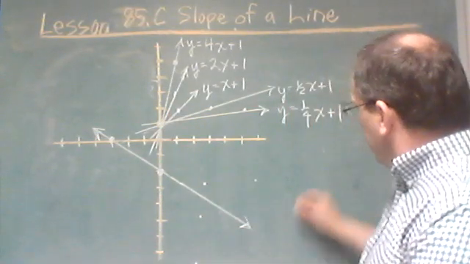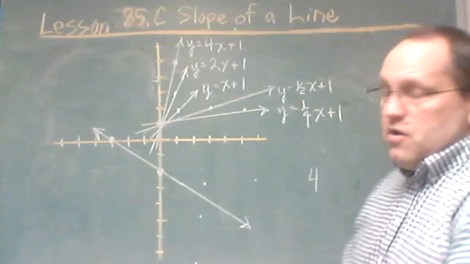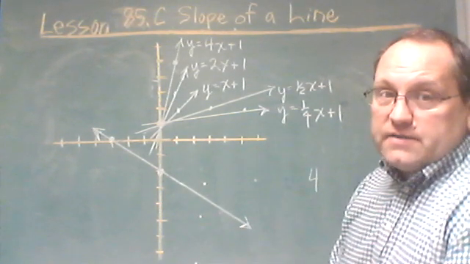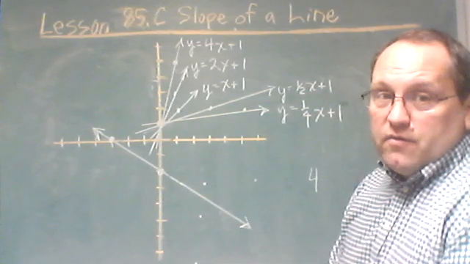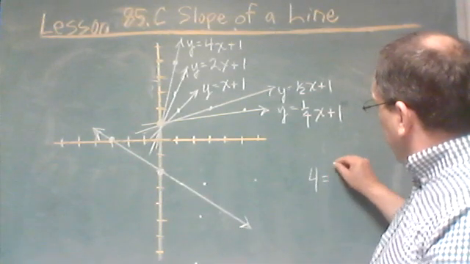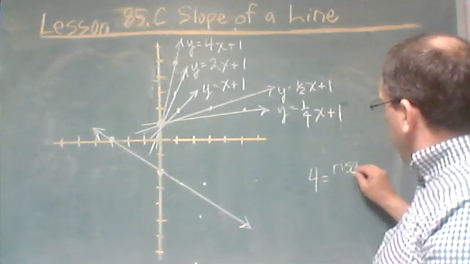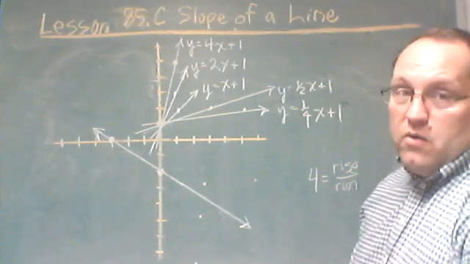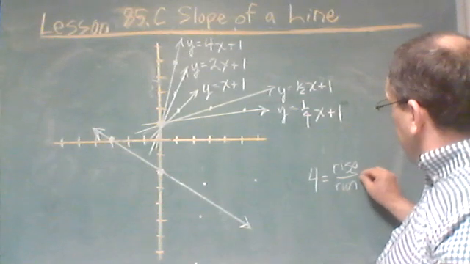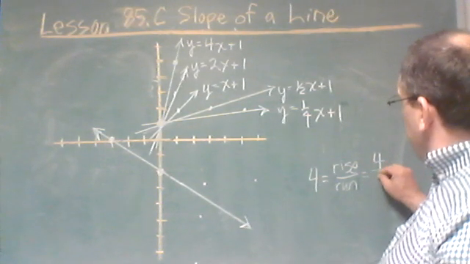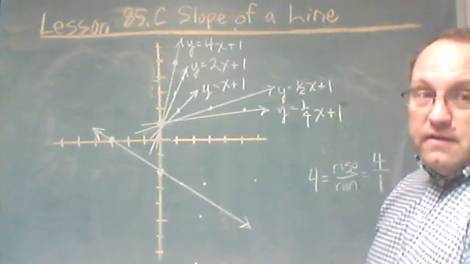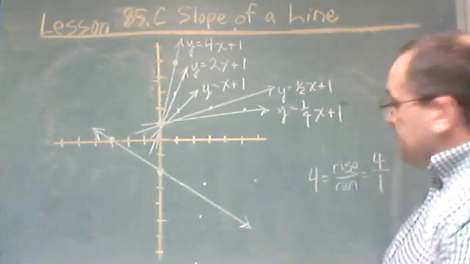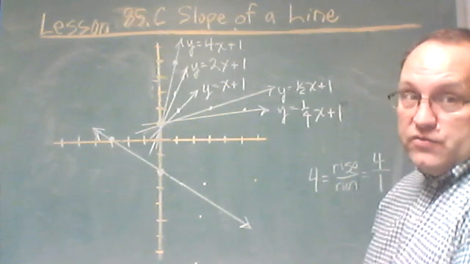Well, gee, 4 is an integer. It's not expressed as a fraction. It's not expressed as a rise over a run. How do I get 4 equal to a rise over a run? Well, we do that by recognizing any integer can be expressed as a fraction itself divided by 1. That will be the slope we use to apply that.